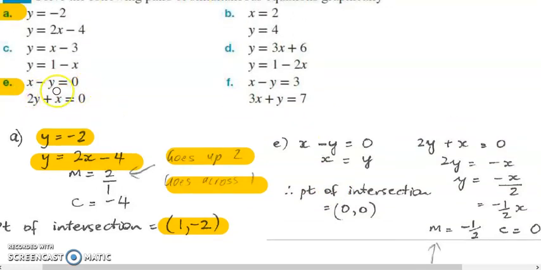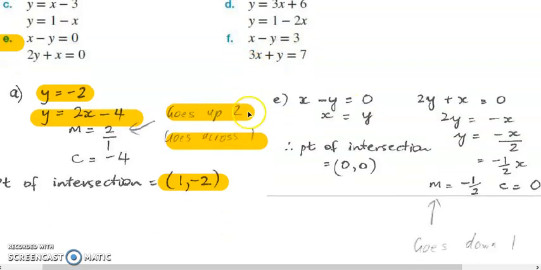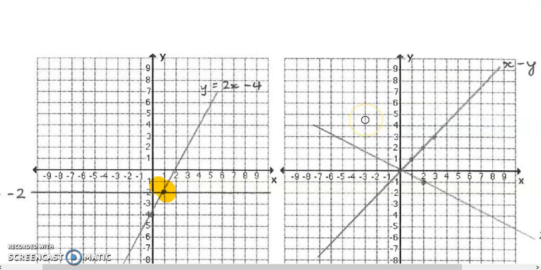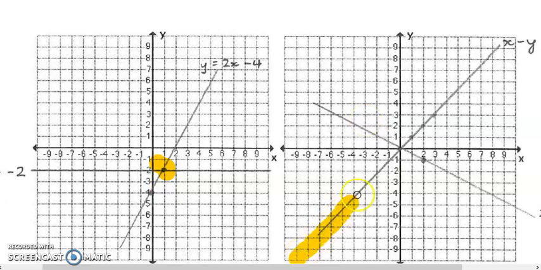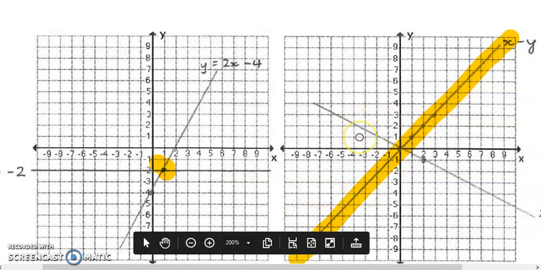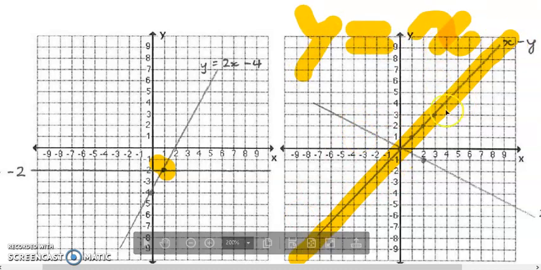E over here is a little bit trickier because neither of them are in the form y equals, which makes it nice and easy to graph. So I'm going to have to rearrange. For E, I started by moving y to the other side. So x equals y. I could have moved x over as well, but it's easy to move y over. So x equals y basically just means the line is going to look like this. It's got a gradient of 1 and it goes through the origin. Another way to think of this line is it's y equals x. That's this line here.